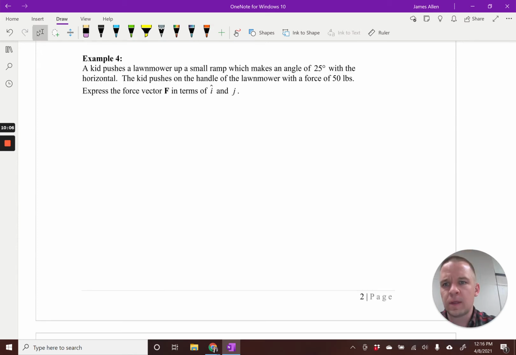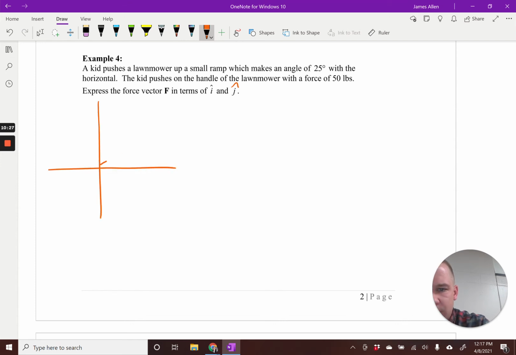I love application. So we got a kid pushes a lawnmower up a small ramp, which makes an angle of 25 degrees with the horizontal. The kid pushes on the handle of the lawnmower with a force of 50 pounds. Express the force vector F in terms of i hat, j hat. Ooh, we're missing a hat. Beep. Okay, so let's draw a picture first.